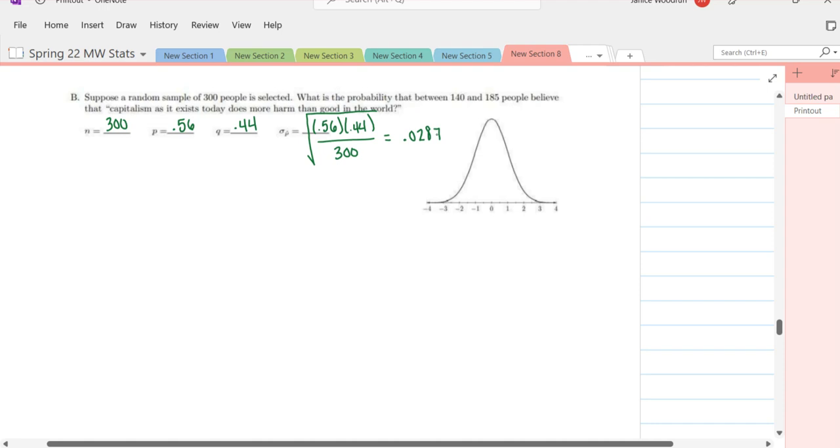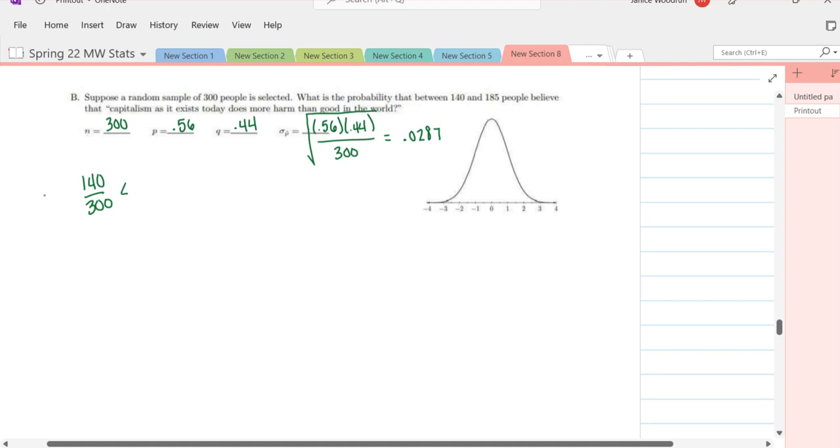Now we want to find the probability that between 140 and 185 people believe the statement. It's not given as a percentage. So because P and Q originally are as a percentage, we now have to convert that into a proportion, which is really just this, 140 out of 300 and 185 out of 300.